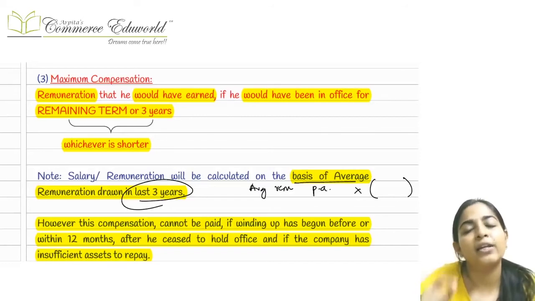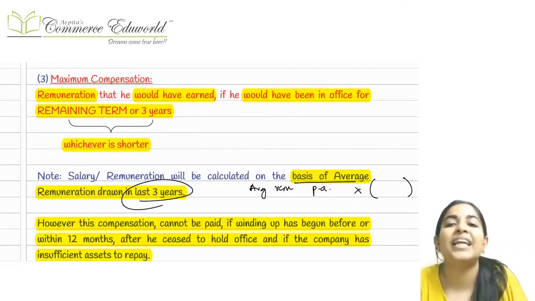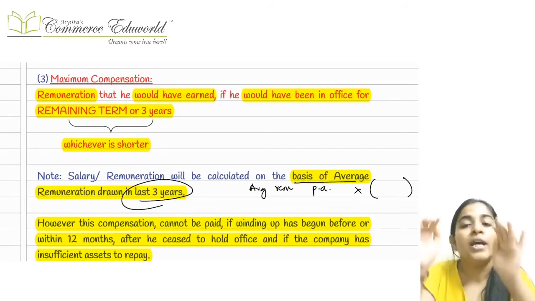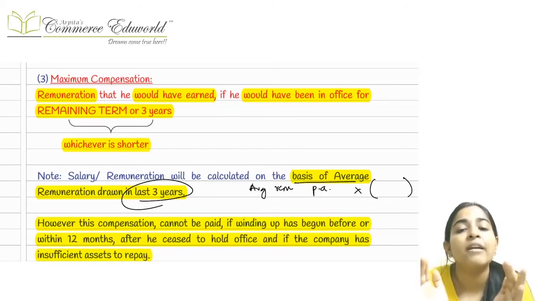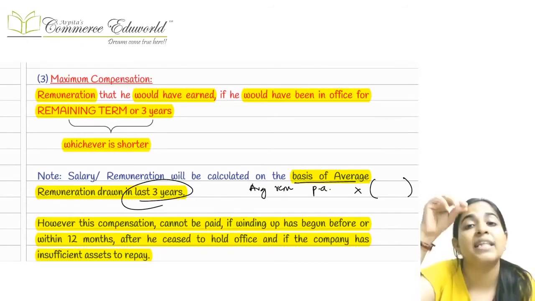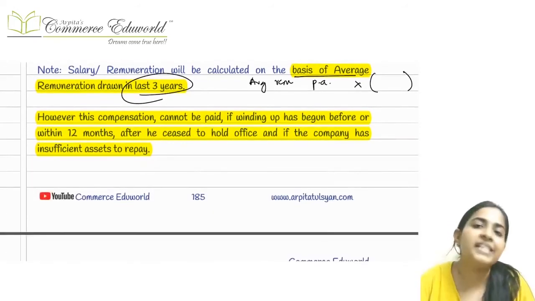How do we calculate this particular remuneration? We have to take the average remuneration paid during the last 3 years. Okay, average remuneration paid during the last 3 years into this particular period. Okay, what period? Remaining tenure or 3 years, whichever is shorter. This is the maximum compensation for loss of office that can be paid as per the Companies Act.